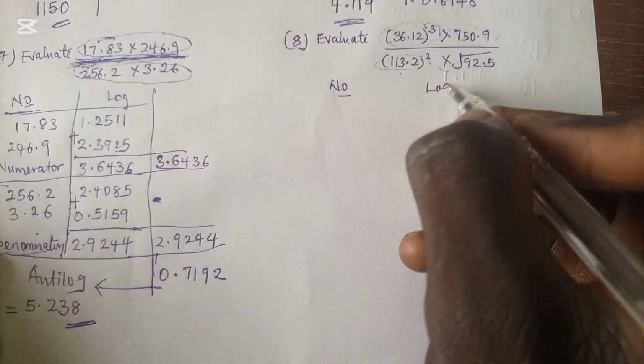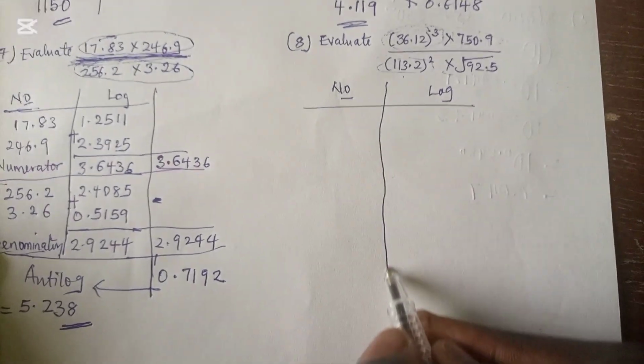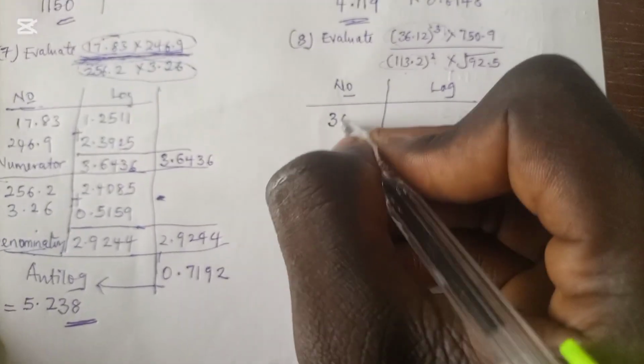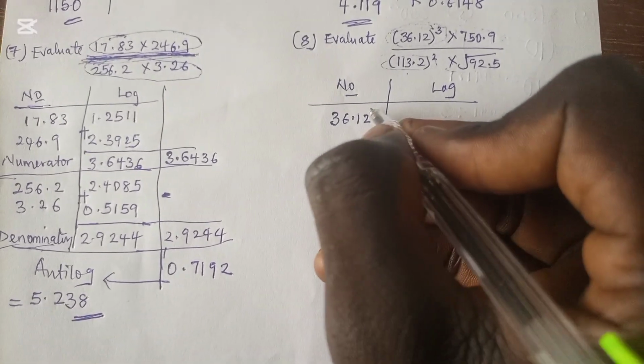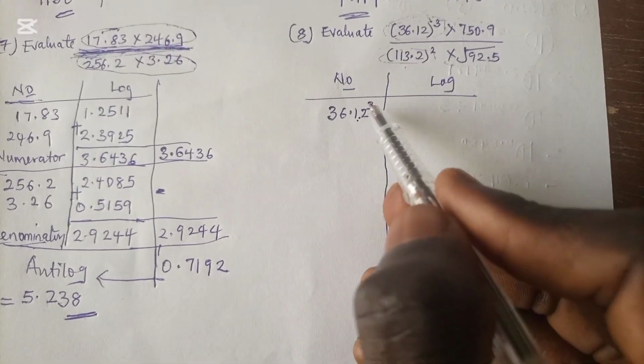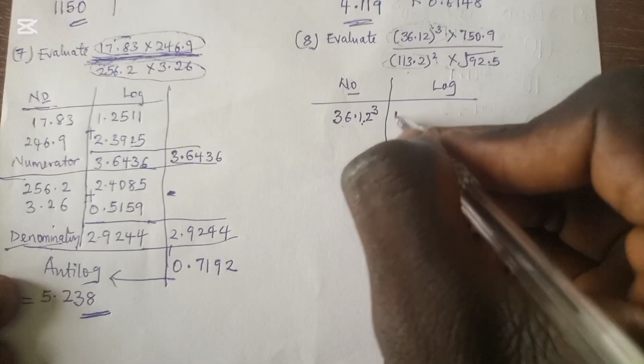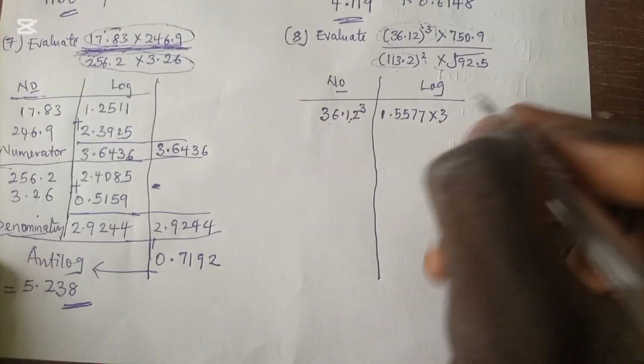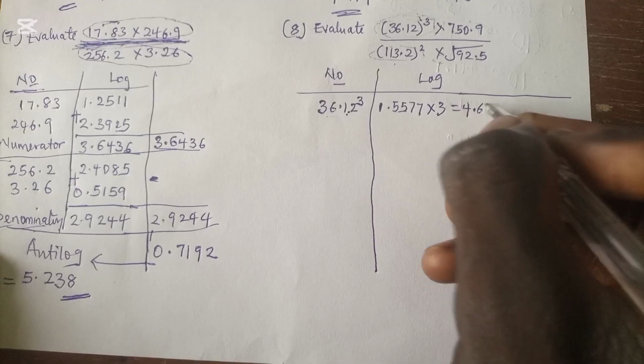So let's do that. Number and log. Let's log it down. So we have 36.12 raised to power 3. You find the logarithm of this, that will give you 1.5577. Then multiply by 3, that will give us 4.6731.